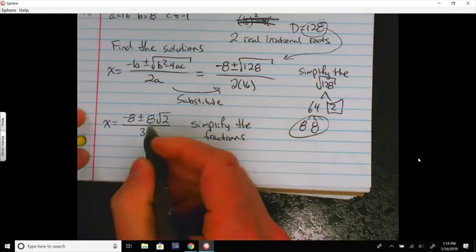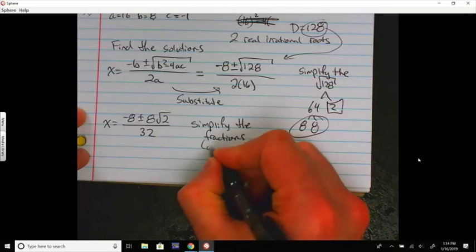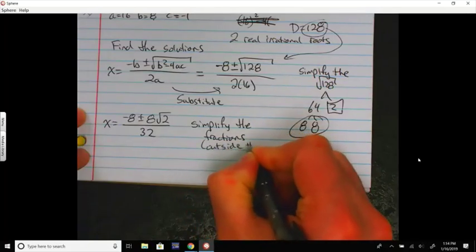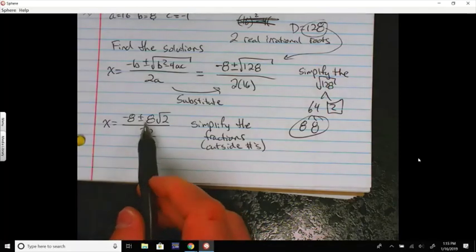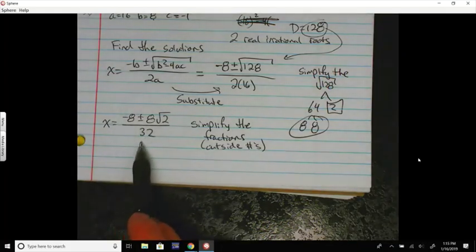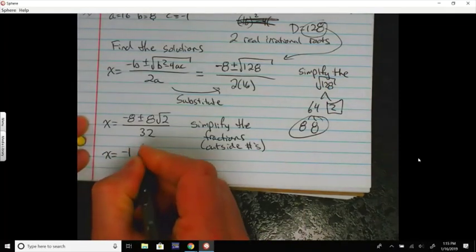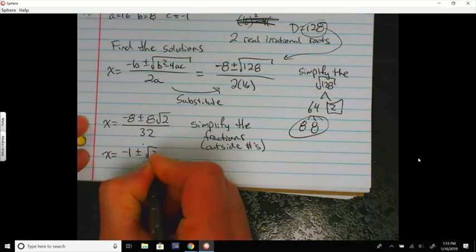So now you simplify the fractions. Those are your outside numbers. So after you simplify the square root, you're going to look at all three numbers that are outside that square root sign. The -8, the 8, and the 32. What's a common factor between 8 and 32? Bigger. 8. So your answers would be x equals -1 plus or minus 1 root 2 over 4.